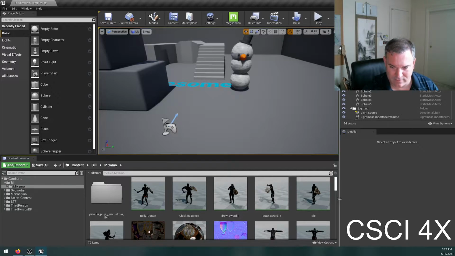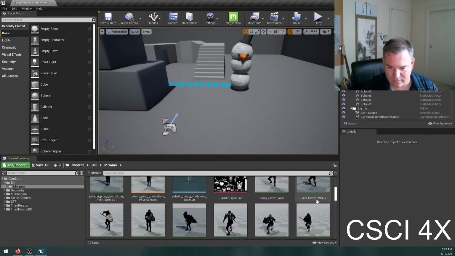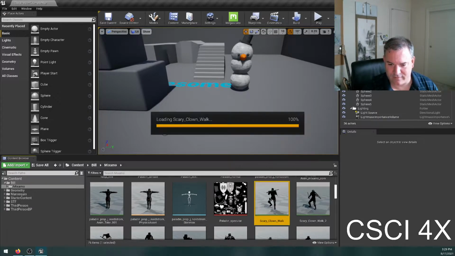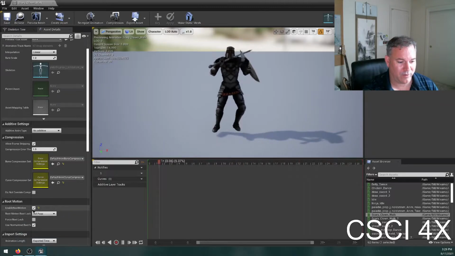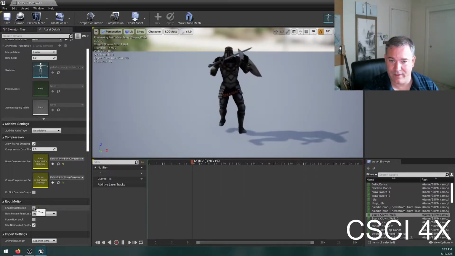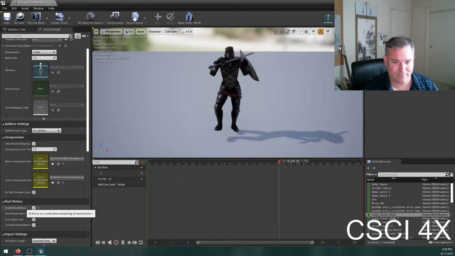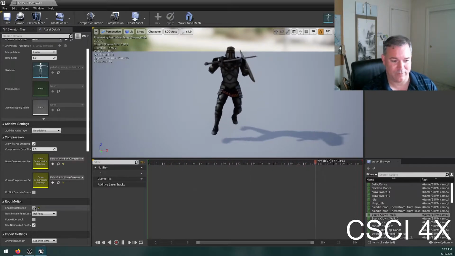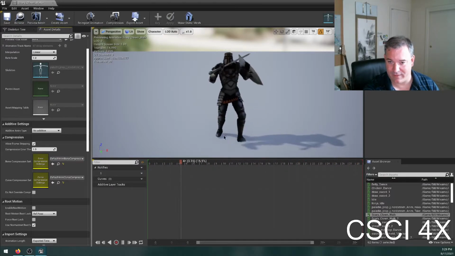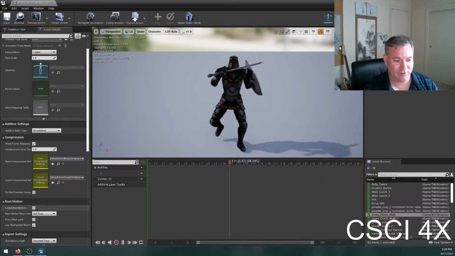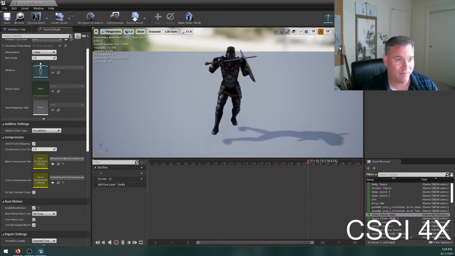If you want to fix it, let's say we're going to use Scary Clown Walk. What you do is you turn on Enable Root Motion, and if you do that, the bug goes away. If I turn off Enable Root Motion, you see how the thing slides forward. If you turn it on, then it stays in place. So that's the fix right there.